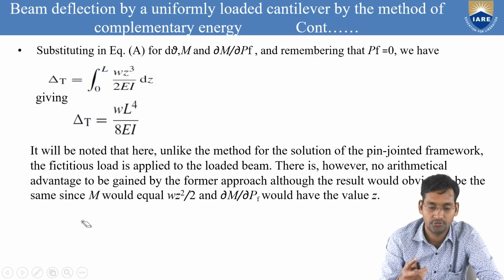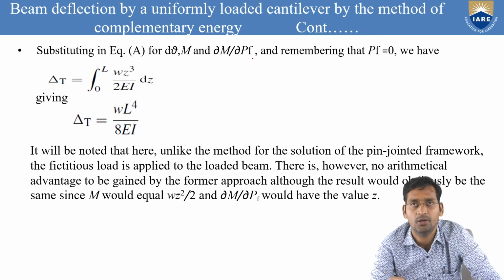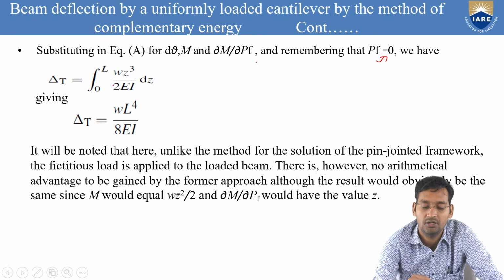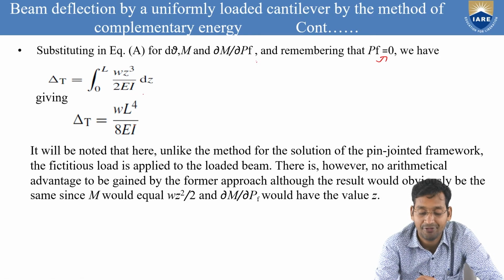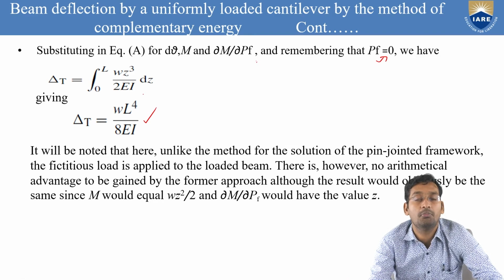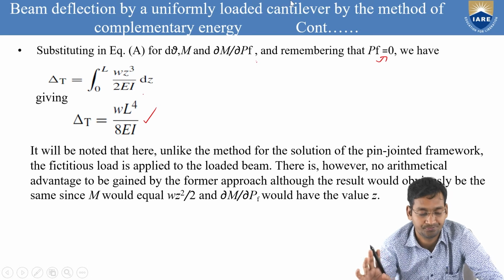Clear? So after substituting the value of d theta, M, and dou M by dou Pf, and then putting Pf equals to 0, what do we get? Delta T equals w z cube by 2EI, and after integrating and substituting, we get the value W L power 4 by 8EI. I already showed you that.